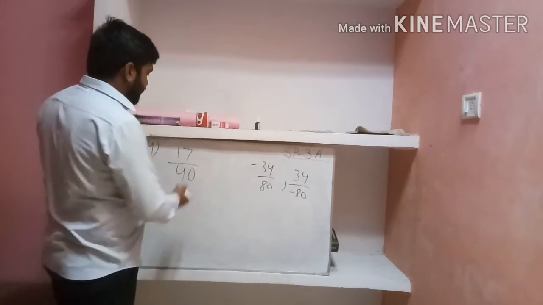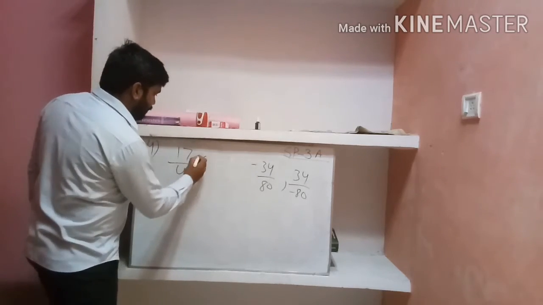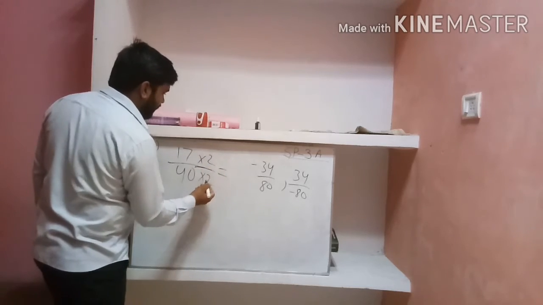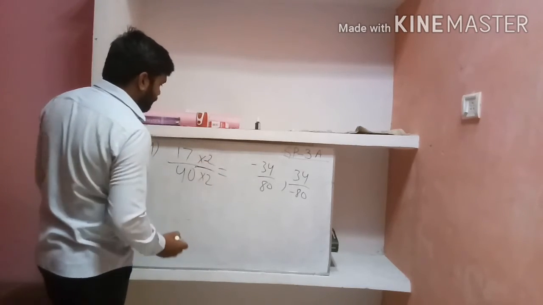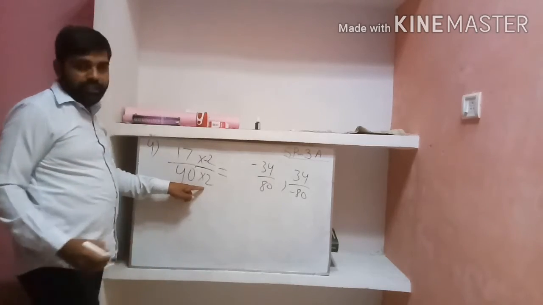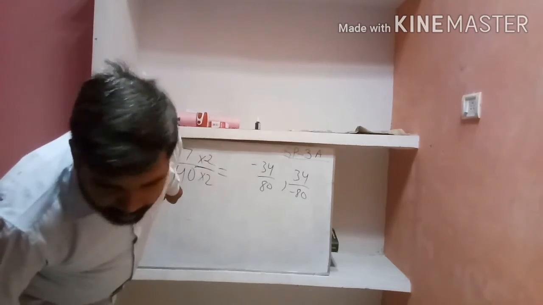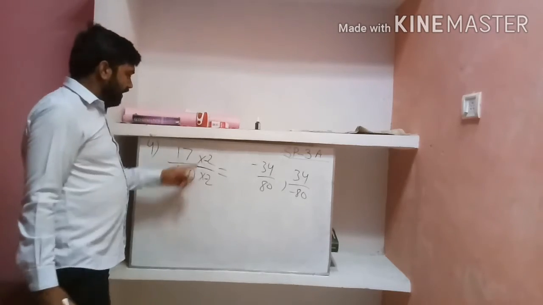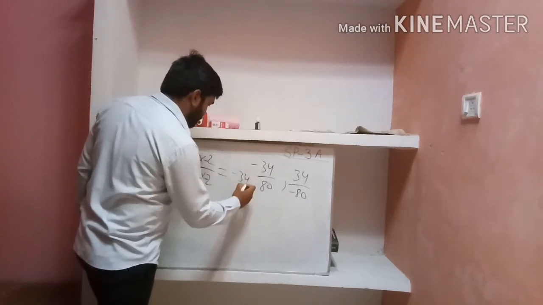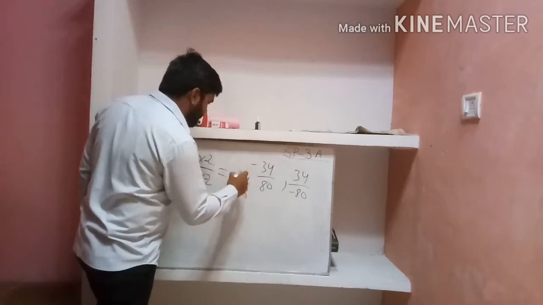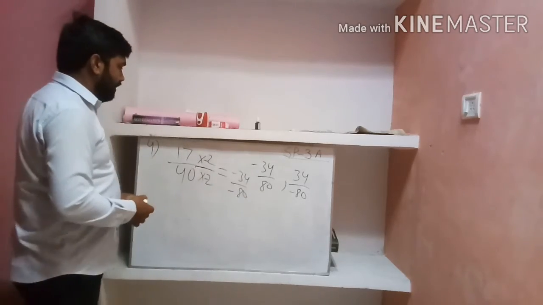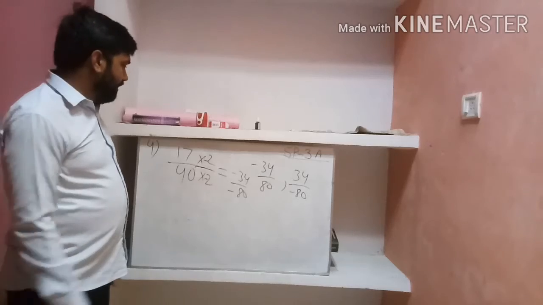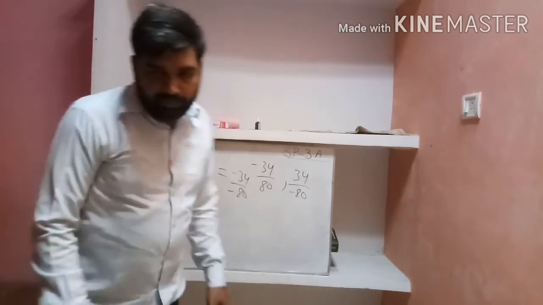Now see, if you multiply 17 by 2, the denominator also has to be multiplied by 2. What are you getting? 17 2s are 34, so multiply here by minus 2, and here you are multiplying by plus 2. See the difference? If you multiply here by minus 2, here also you need to multiply by minus 2, then it will give minus 80, which means again you are going to get plus only. So this is not equivalent. These are not equivalent rational numbers.